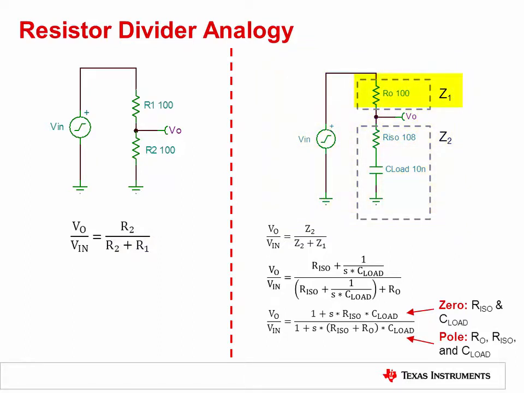RO makes up Z1, the impedance of the top leg, while the series combination of RISO and C load make up Z2, the impedance of the bottom leg. The transfer function can be simplified to the form shown at the bottom right. The numerator shows a zero dependent only on RISO and C load, the two external circuit components. The denominator shows a pole dependent on RO, RISO, and C load.